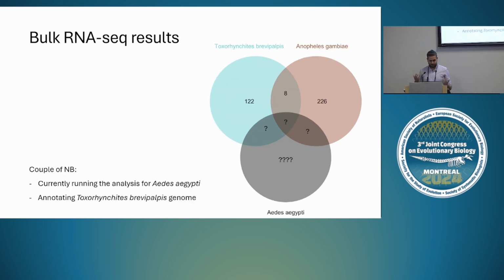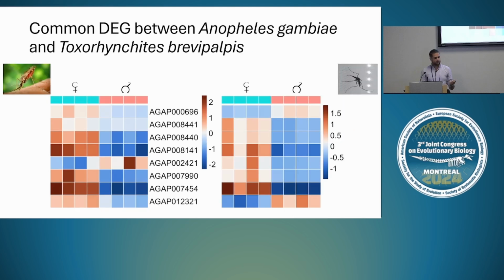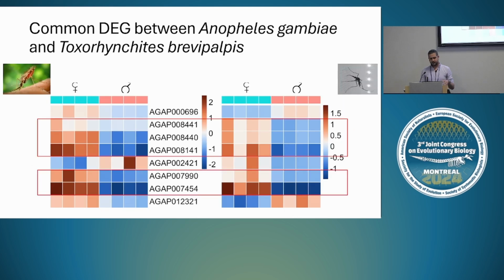So we did bulk RNA-seq in the 3 species. For now, I'm struggling with the analysis of the Aedes, so I will not give you a full picture of that. However, we did it in the non-biting species and Anopheles gambiae, which is a vector of malaria. And what we found already is 8 genes that are differentially expressed between male and female in the eye of both species. I will not go into detail on what they are, because these differences between male and female are not opsin genes. They are not about vision. However, we can see that we have 5 genes that have the same differences in the 2 different species.